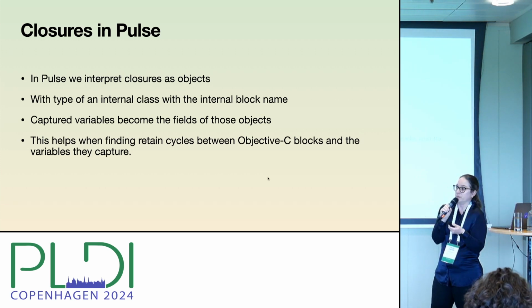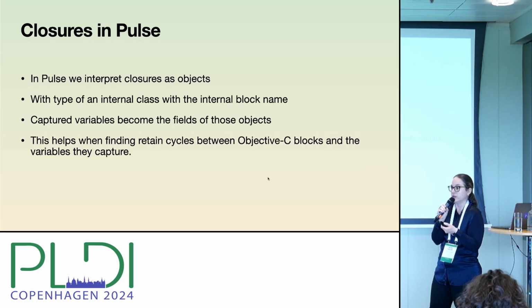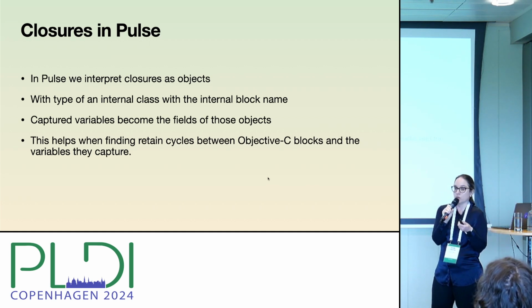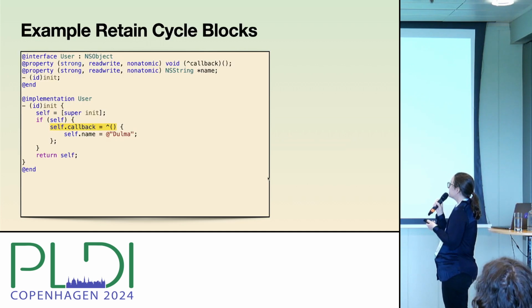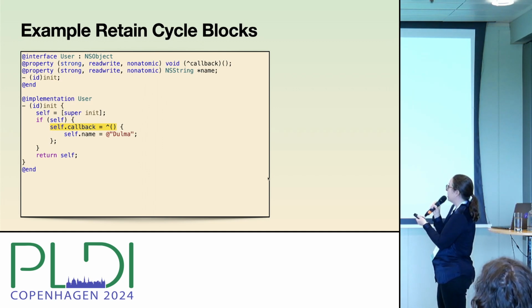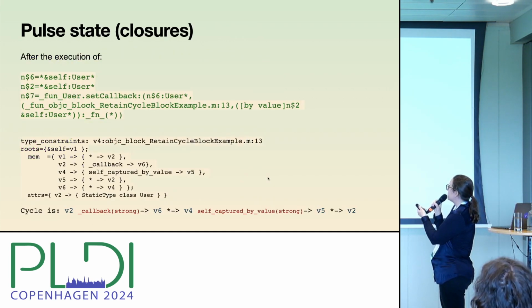Yeah, that helps with this check because it's then trivial to find cycles between blocks and their captured variables because it's all the same objects and fields. So that was the example we had. So in this line, when we assign the callback to self, this is what happens.